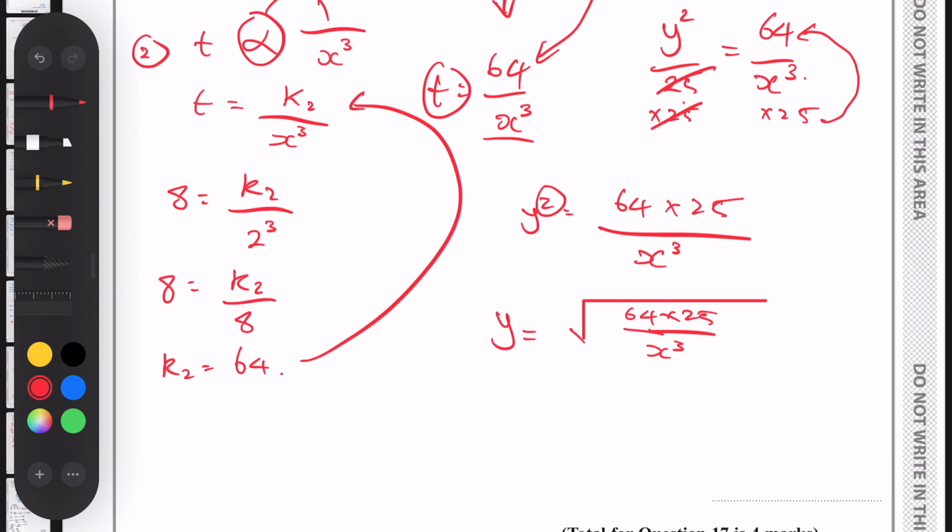And if we do them separately, so get rid of the square symbol by square rooting 64, it becomes 8, and square rooting the 25, the 25 becomes 5. And to square root an x cubed, you just put a 2 on the bottom like this. So we would get y equals 8 times 5, which is 40, over x to the power of 3 over 2.